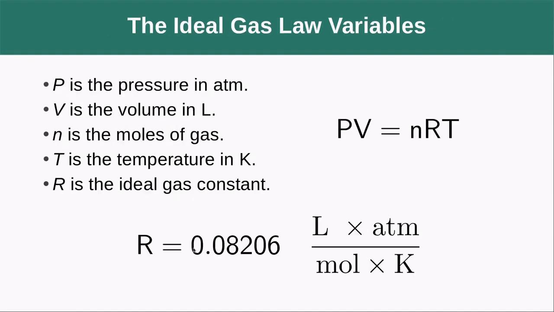R has a value. It is 0.08206 liters times atmospheres per mole Kelvin. You can look up R on Wikipedia and see that it can have many other units. So depending on your calculation, you may want to use a different one, like say bars instead of atmospheres or kilopascals or something like that.